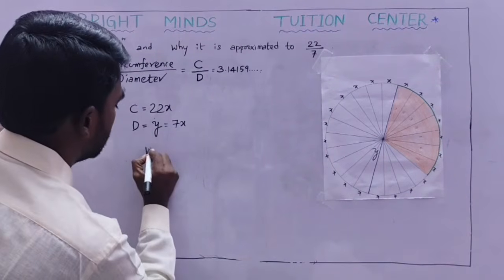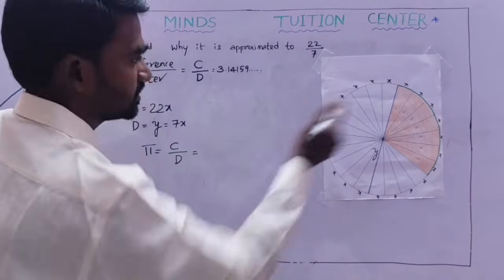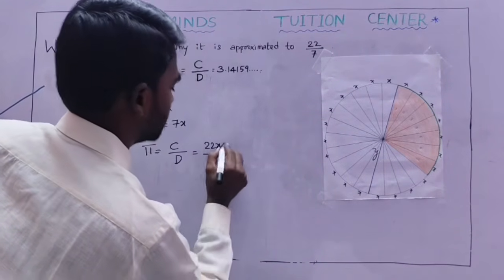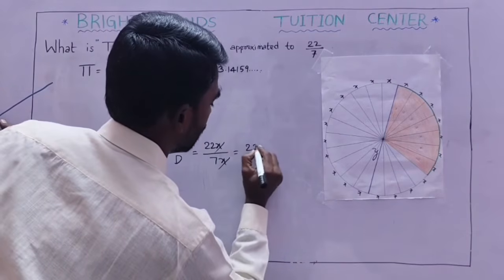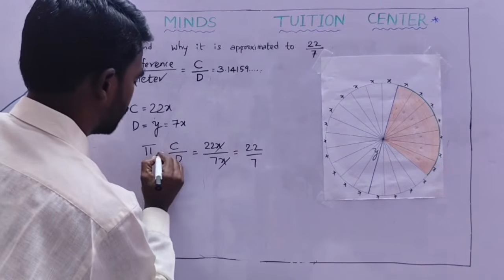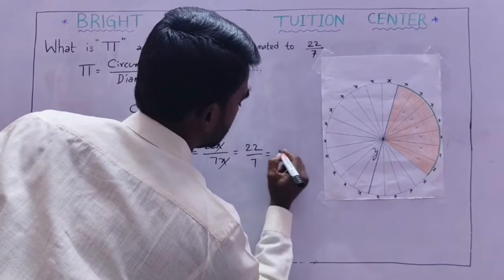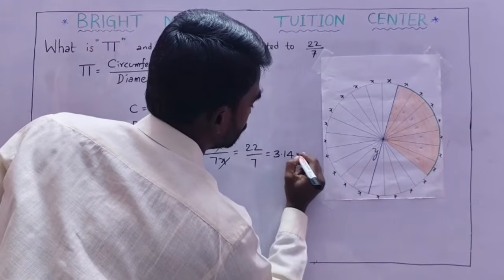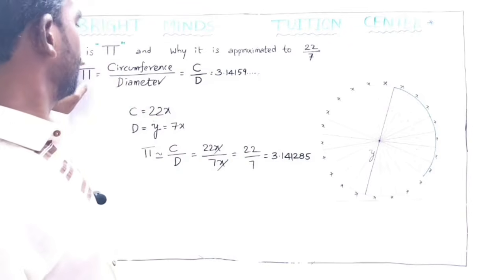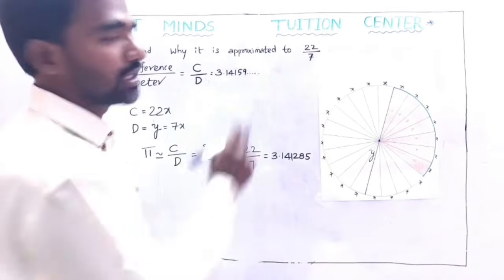Then what is pi here? Pi is equal to circumference divided by diameter. In the circle, the circumference is 22x and the diameter is 7x. Here x will get cancelled. Pi is approximated to, this is an approximated value, 22 by 7. Here the 22 by 7 value is 3.14214128.